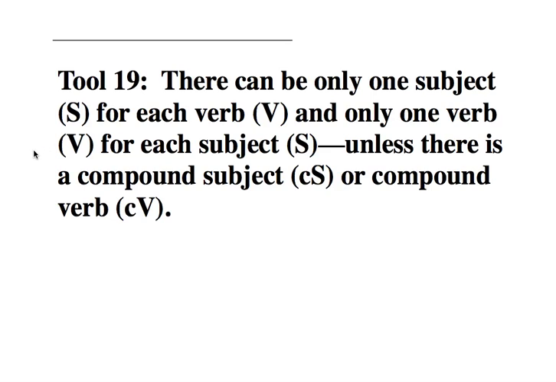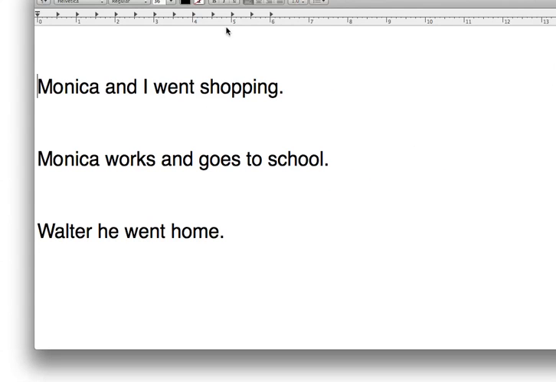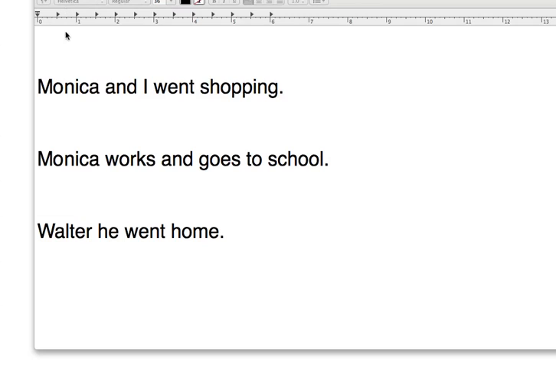Tool 19. There can only be one subject for each verb and only one verb for each subject, unless there is a compound subject or compound verb, CS or CV. Write this one down, and I'll go through a few examples. Okay, you may remember this sentence from before.